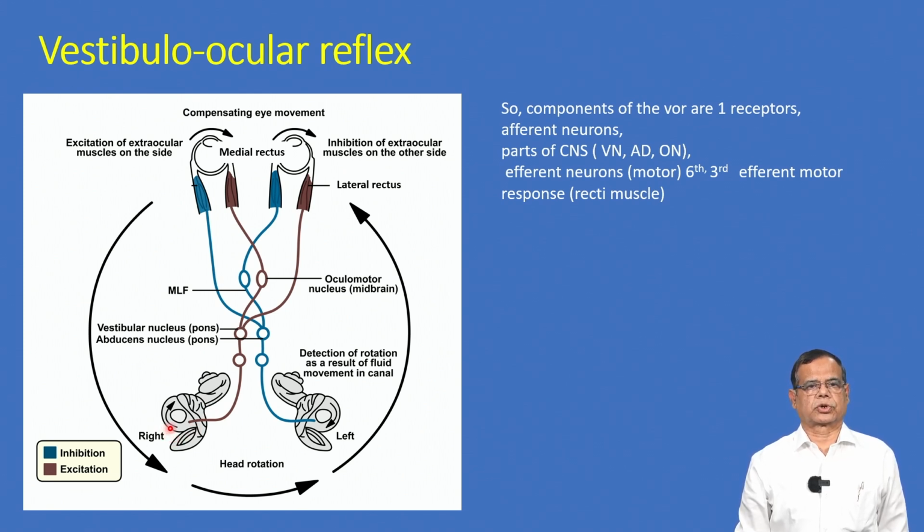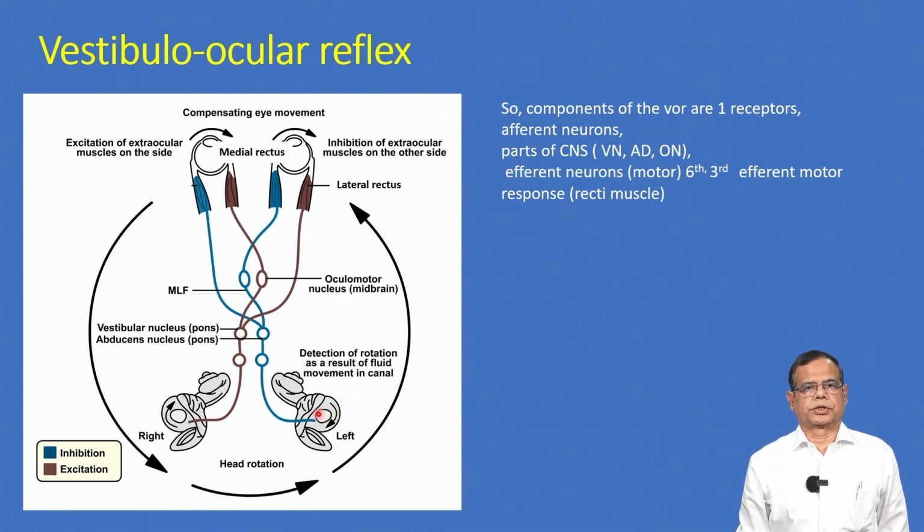Those hair cells are distorted and depolarization or the action potential comes to the vestibular nucleus. From the vestibular nucleus, it goes to the abducens nucleus of the same side and the opposite side. Abducens nucleus is connected to the oculomotor nucleus and the excitatory fibers or excitation goes to the lateral rectus of the opposite side and the medial rectus of the same side. Similarly, it happens to the other side also.